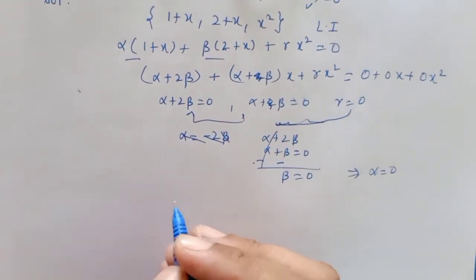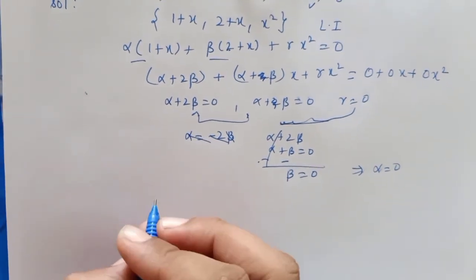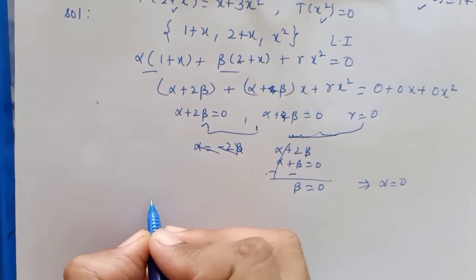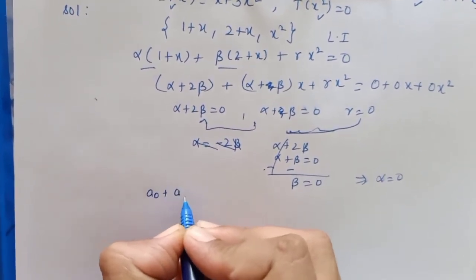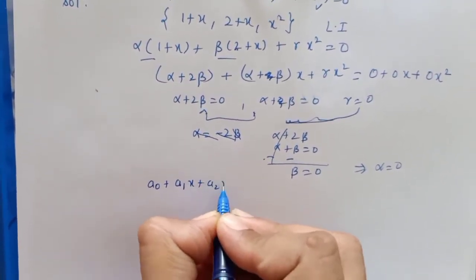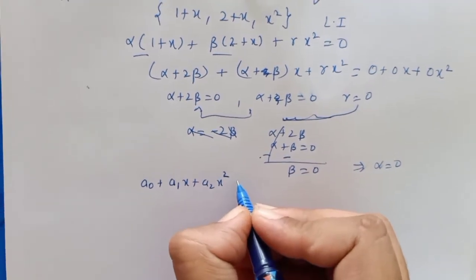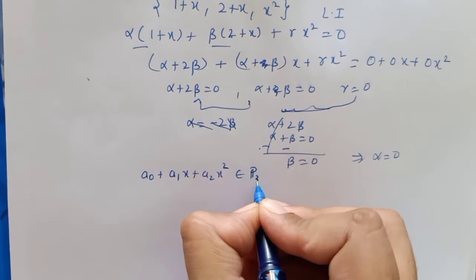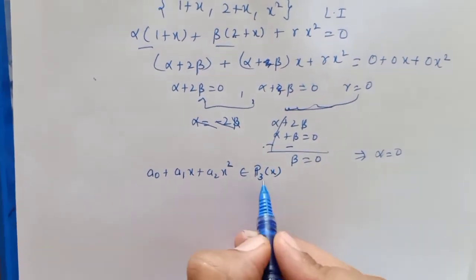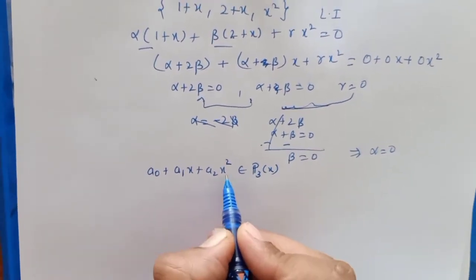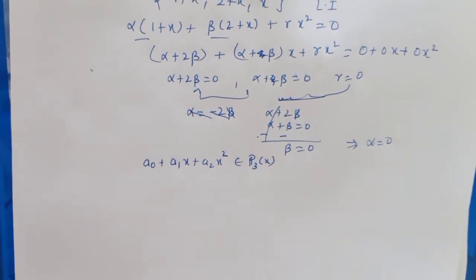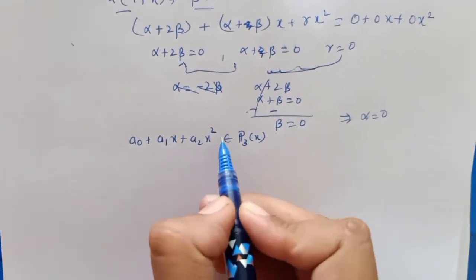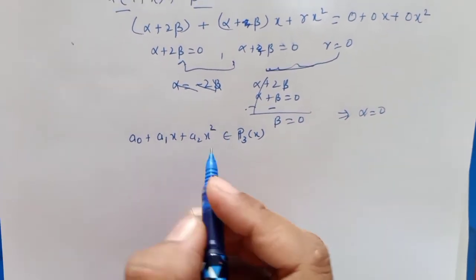Now we are to show that they span the given vector space. To show the spanning set, what are we to take? We are to take a general element from the given vector space. The vector space is polynomials of degree less than 3, so this is a general element from polynomials of degree less than 3. This is degree strictly less than 3, so we are going up to x square only. If it was less than or equal to 3, then we could have gone to a3 x cube also.